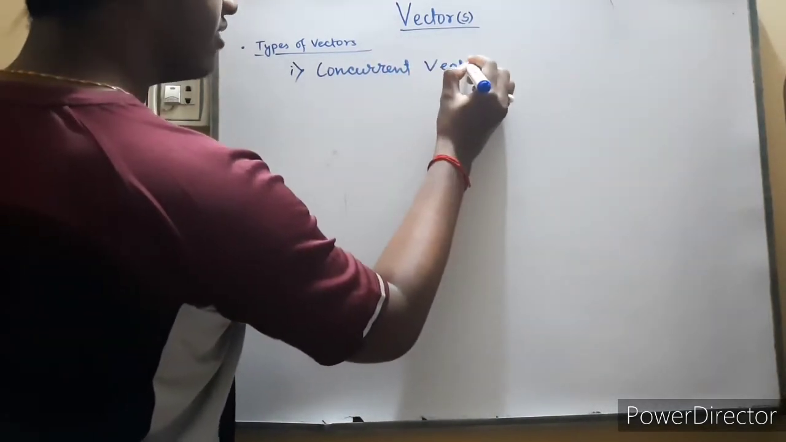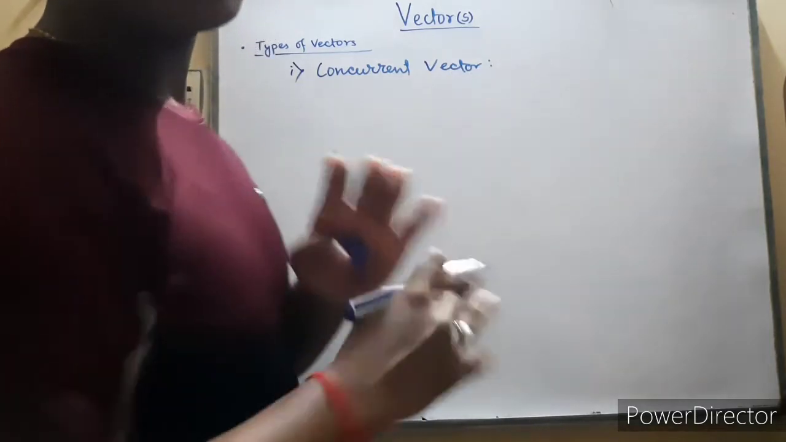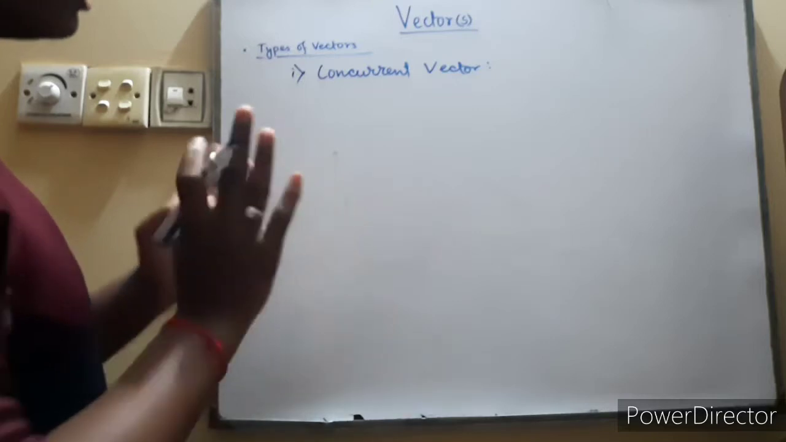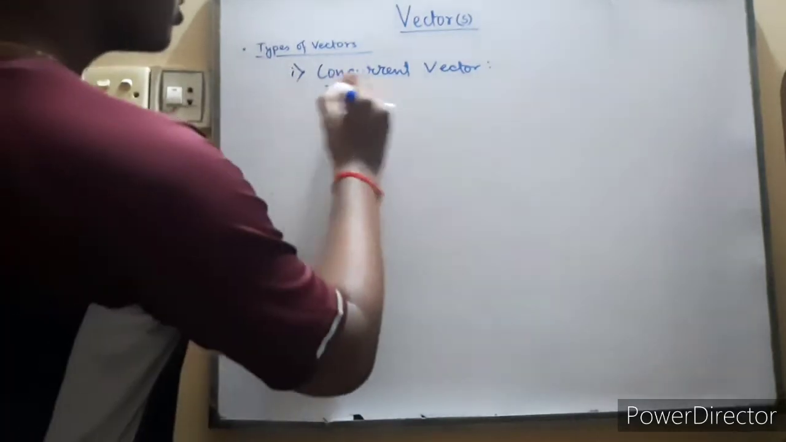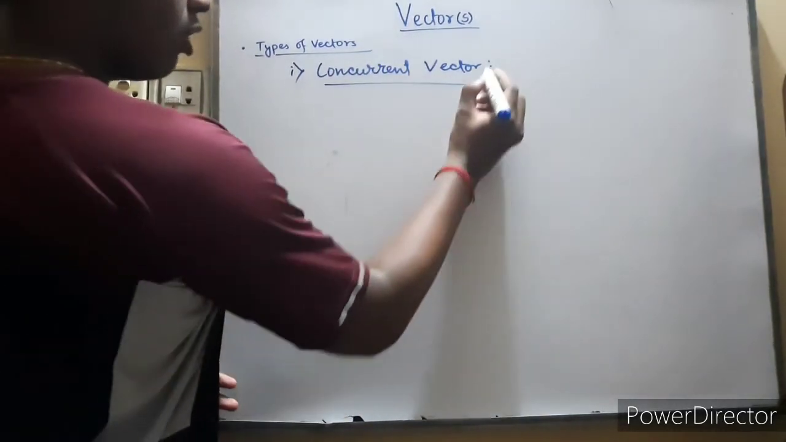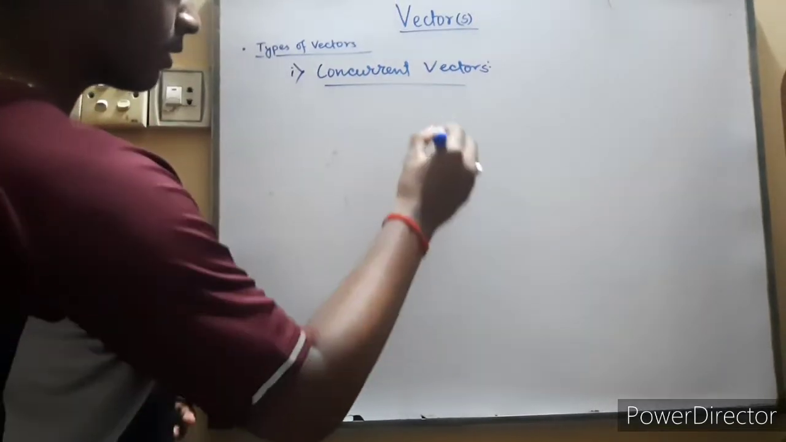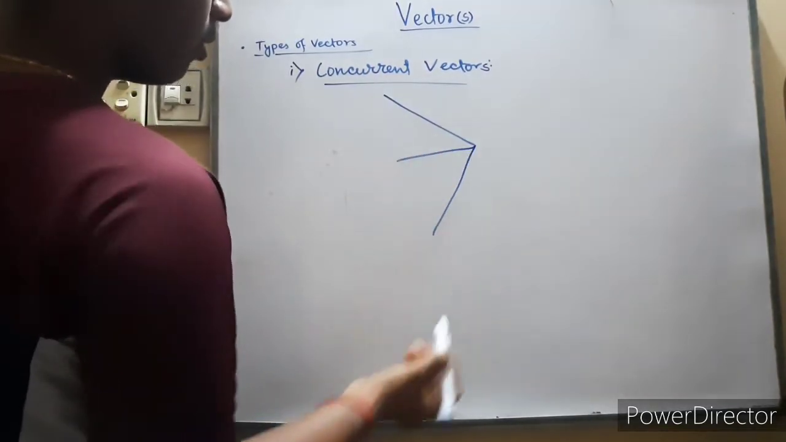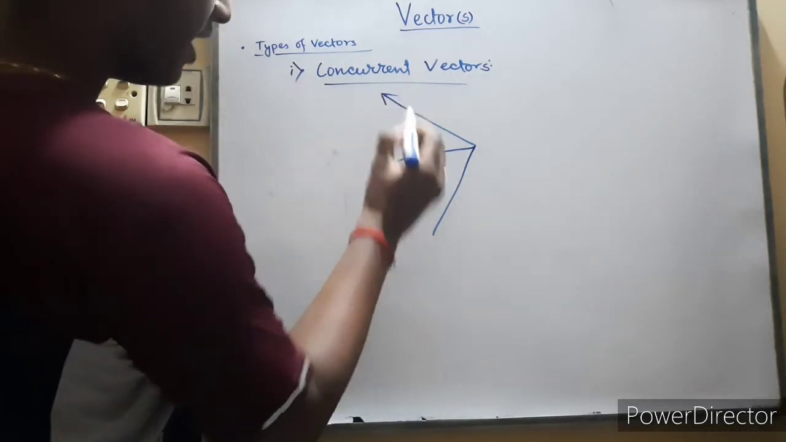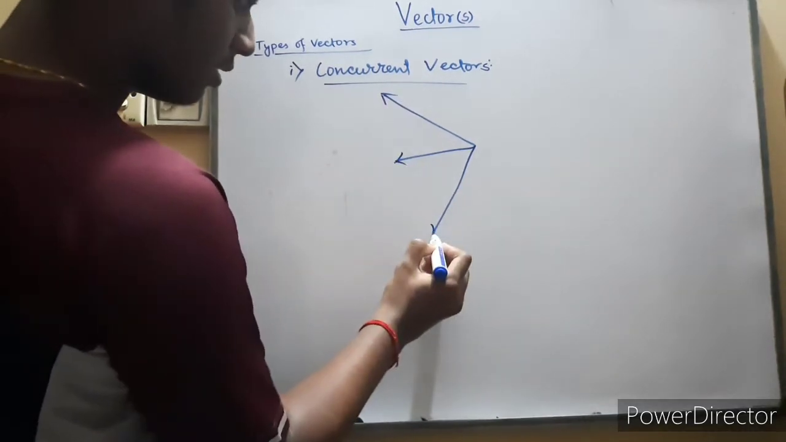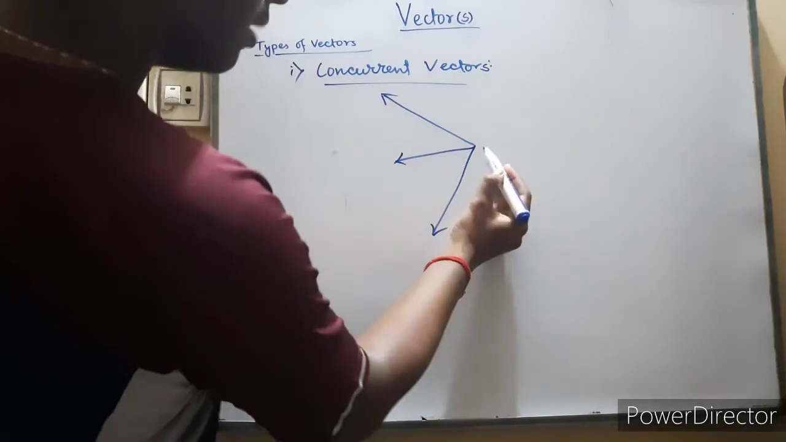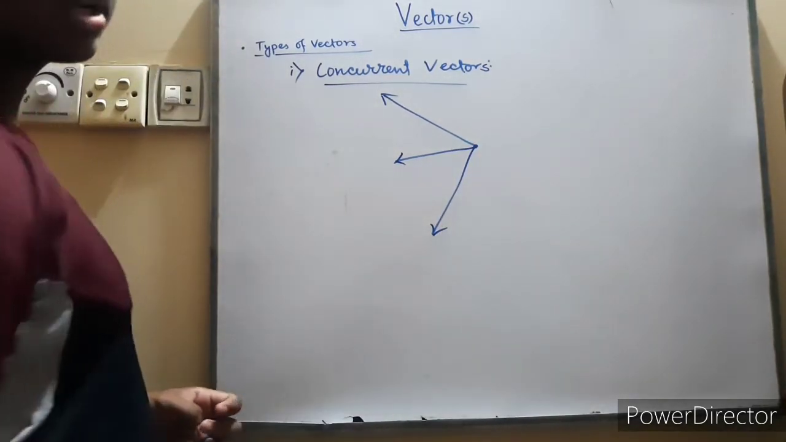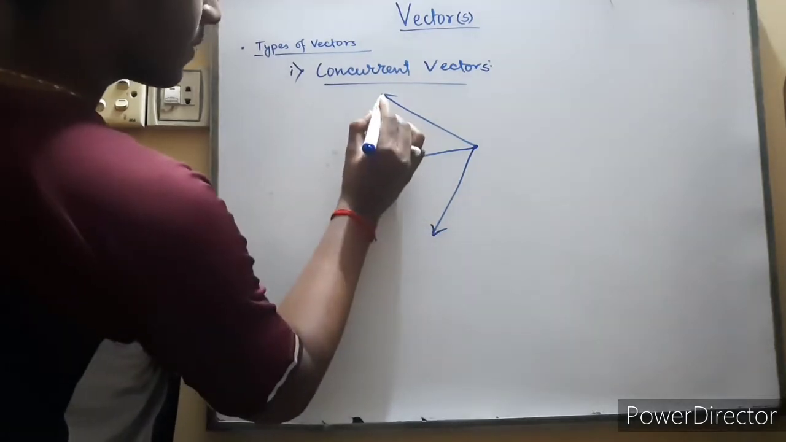What is a concurrent vector? You need not learn all the definitions, that's not important. You just need to understand what it means. So, concurrent vectors: when vectors have one initial point, that is one common initial point, then the vectors are called concurrent vectors.